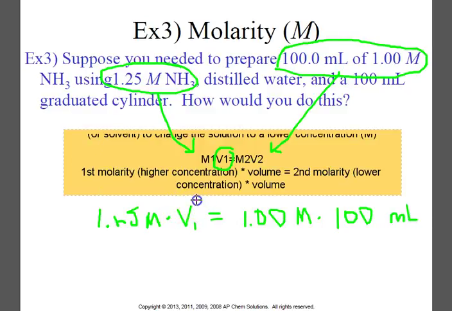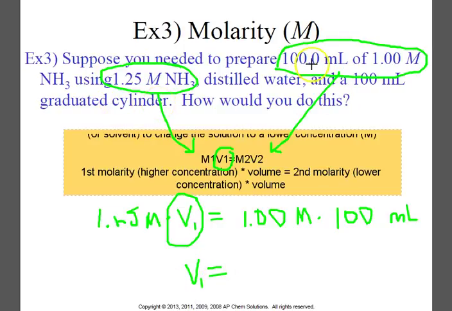So the question is, how much of that do we need to create the second solution? So we'll multiply and then divide by 1.25. Okay, and you can do that math. Again, I don't have my calculator. But you'll be finding out what your volume is that you need, and that's the volume of the 1.25.